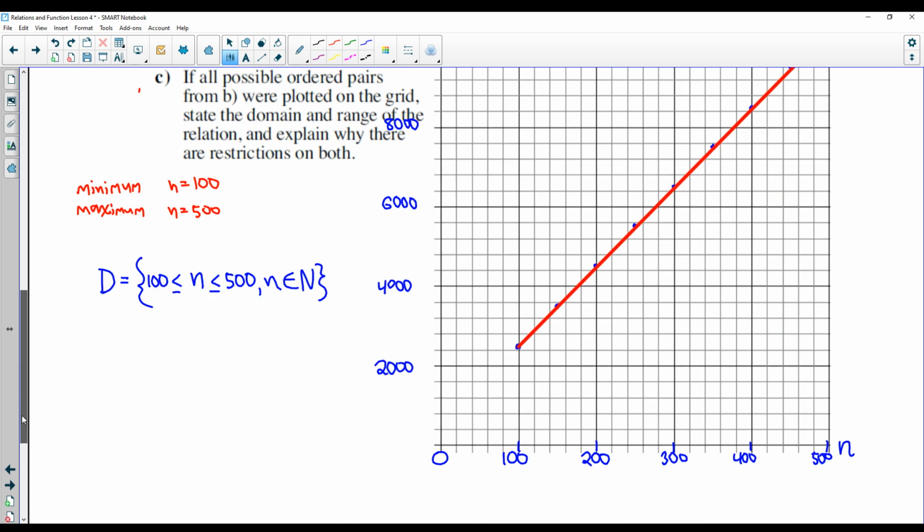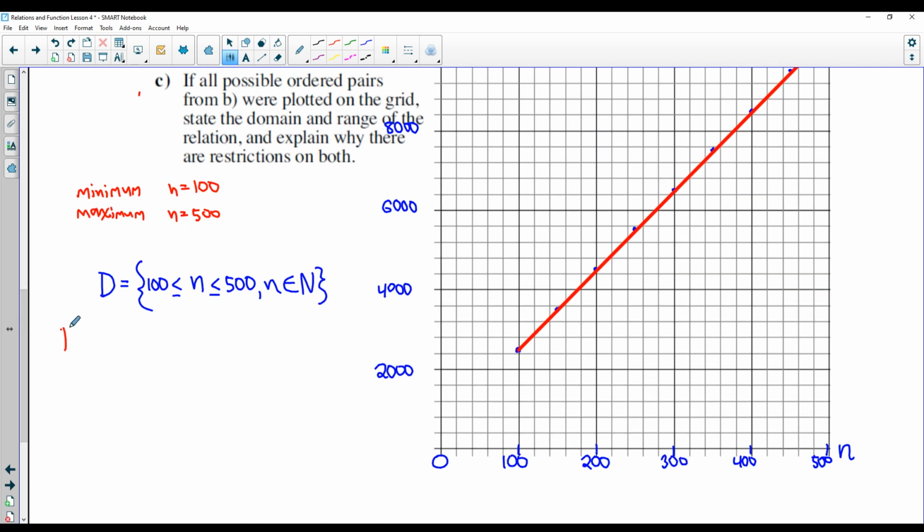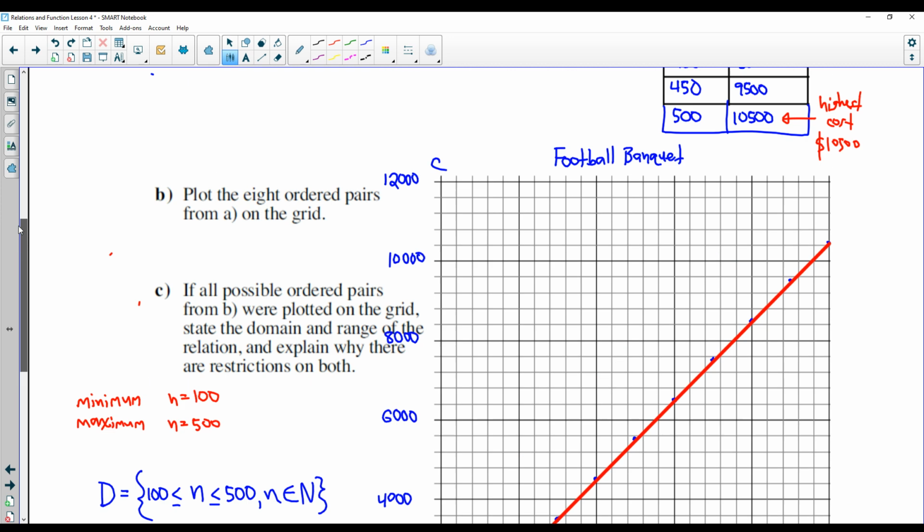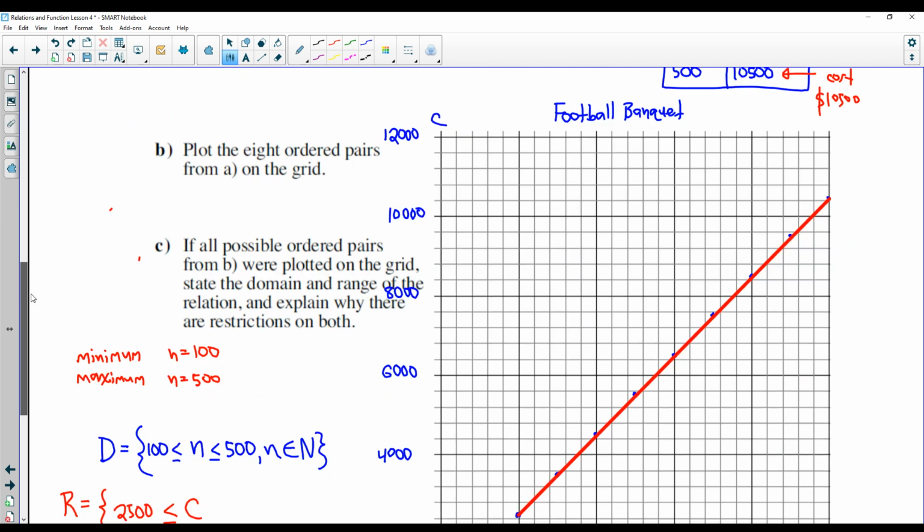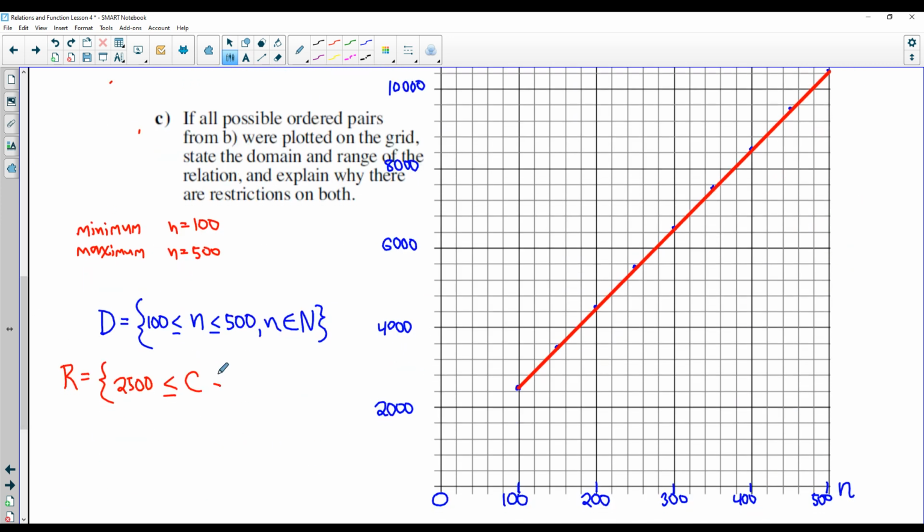So when I write the range out, I'm going to write down the range must be: your cost has to be greater than or equal to the cost if only 100 people attended, so that would be 2,500. And it must be less than or equal to that maximum cost, which is 10,500. So it's got to be less than or equal to 10,500.